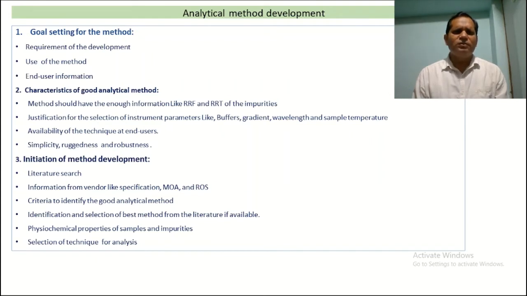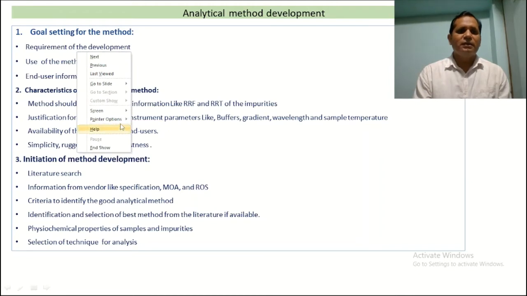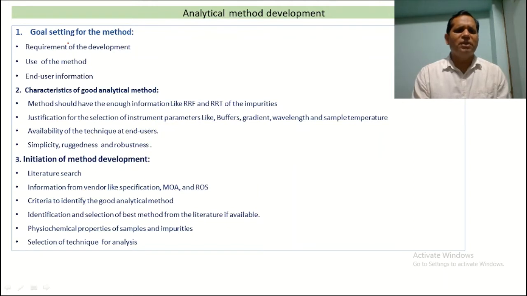First thing is the goal setting of the analytical method. When we are starting the development, our goal should be clear. We have to understand what the requirement of the method is. Sometimes a method is required for IPC analysis, sometimes for related substance analysis, sometimes for cleaning methods, and sometimes we are developing the method for different vendors. So before starting, we should be aware of the scope of the analytical method and who the end users of the method are.